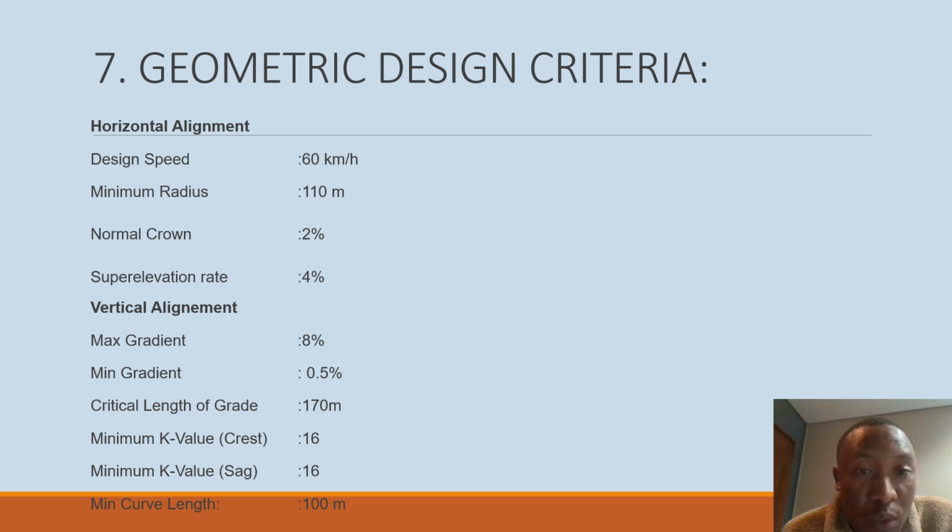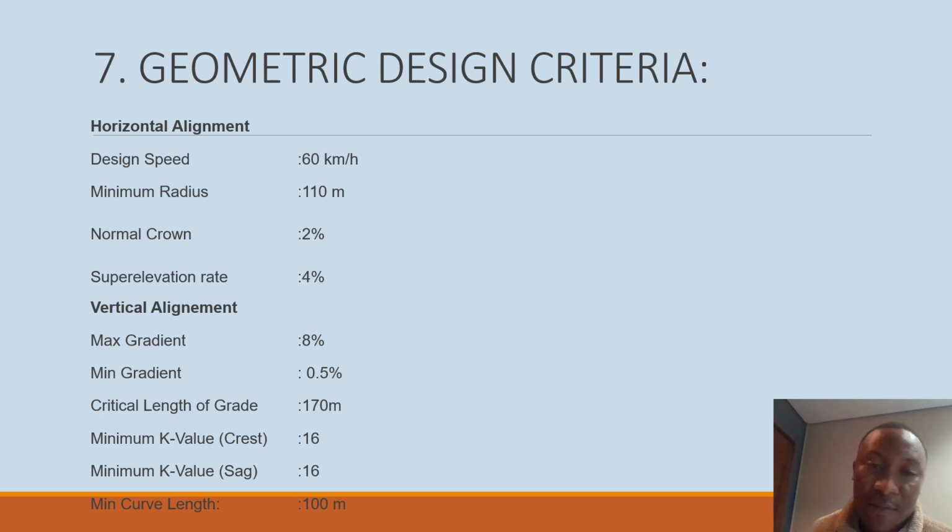The proposed road we were to upgrade to a 60 km/h speed limit. The minimum radius is to be 110. The nominal crown of the road was going to be 2%. The superelevation rate based on the speed limit was going to be 4%. For the vertical alignment, we were going to accept a maximum gradient of 8%.